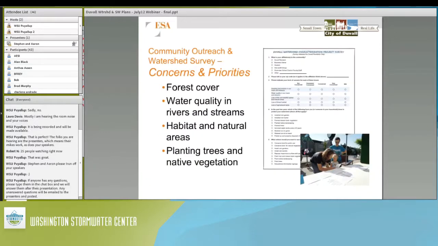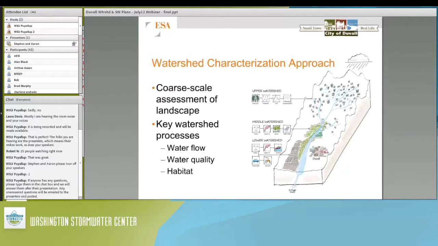Also, there was a pretty large community outreach effort. There was engagement at Duval Days, which is a community event, and a survey that was mailed out along with utility bills to get community input. And it definitely came through that the Duval community values the environmental and natural resources within Duval and the surrounding area, and prioritizes forest cover, water quality within the Snoqualmie River and streams, habitat, and maintaining these features as additional development occurred.